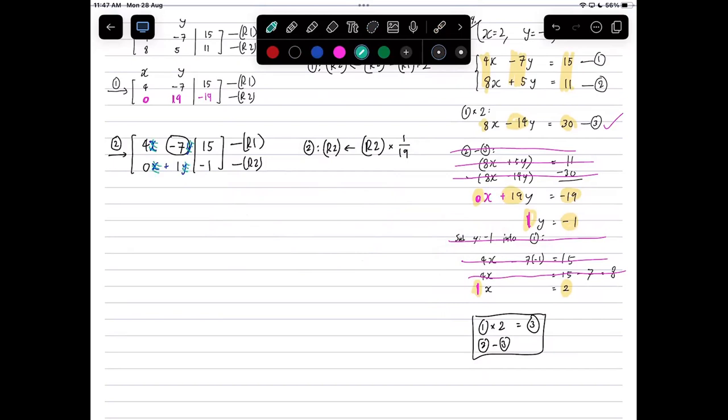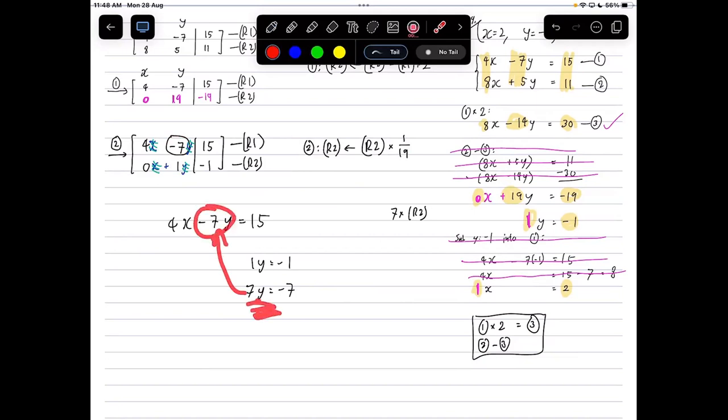Okay. So how can we solve for x? What we can do is this guy at the top, we try to eliminate it. So what do we do? How about this? We take 7 copies of our row 2. So that essentially means 1y equals negative 1. You take 7 copies, so it becomes 7y equals negative 7. Then previously we got 4x minus 7y equals 15. How do we get rid of this negative 7y? With our 7y that we just obtained from 7 times R2.